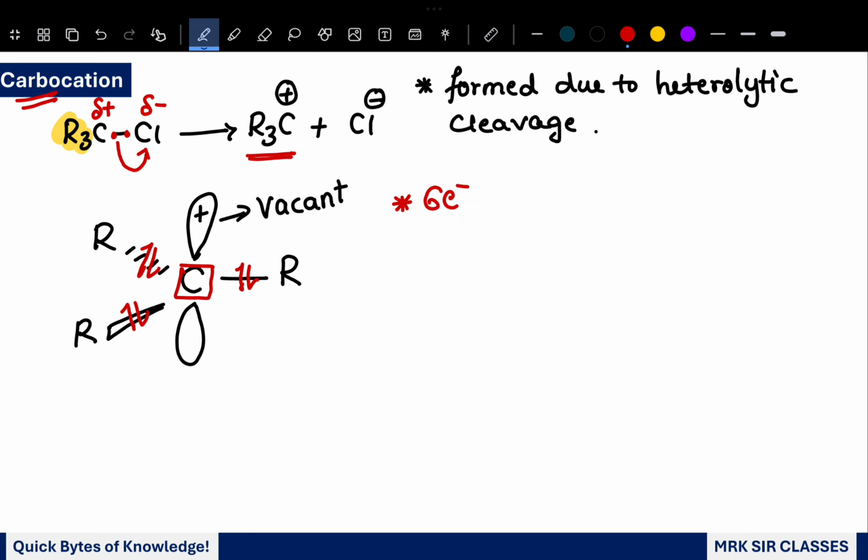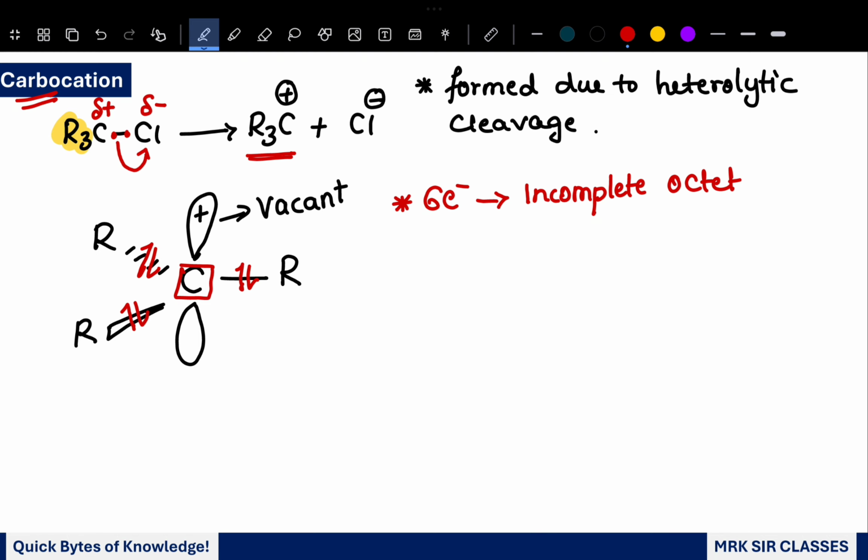Now we know that if the atom is having 8 electrons around it, generally it will be more stable. But in this case, this carbon is having only 6 electrons. So that means this carbon's octet is incomplete. So the second point what I can write, it has incomplete octet.